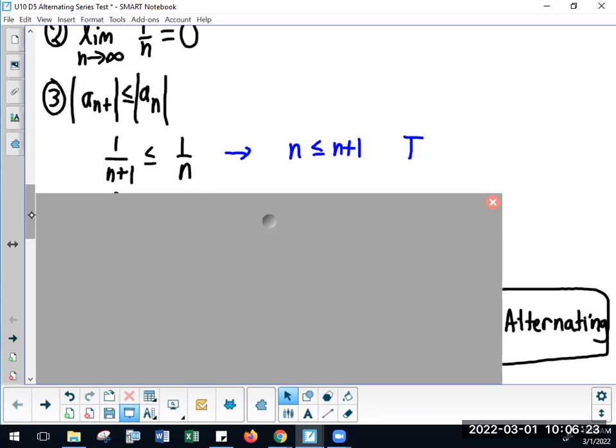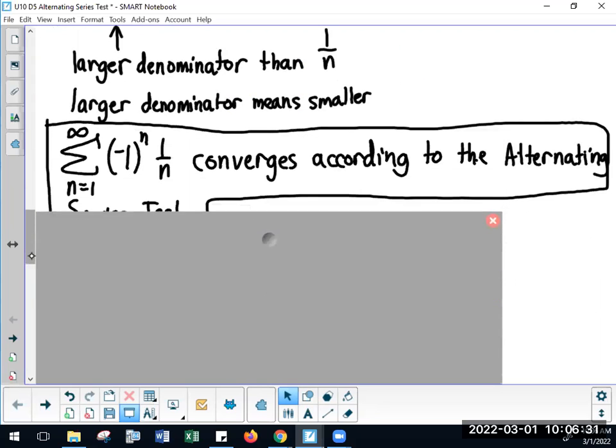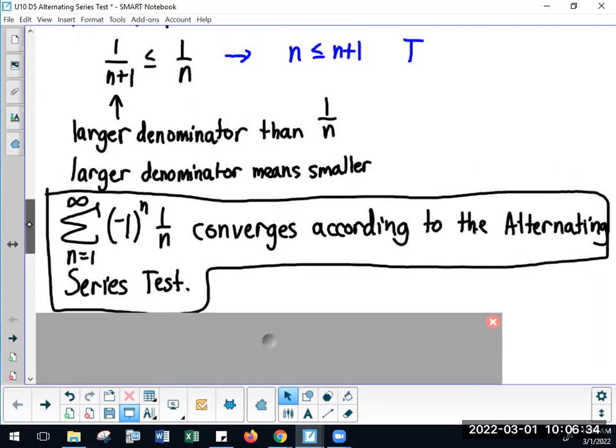It's always one bigger. So it would be safe to say then that this is the case. The series, n goes from 1 to infinity of -1 to the nth power times 1 over n, converges according to the alternating series test. Giving you a couple of other ways of explaining what's going on there. You certainly don't have to use the algebra unless you really want to.